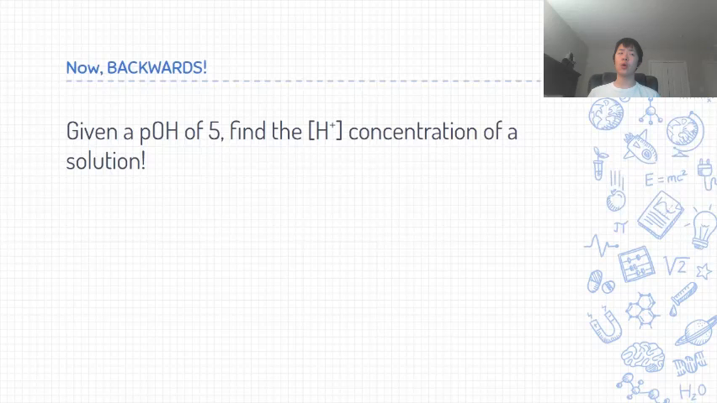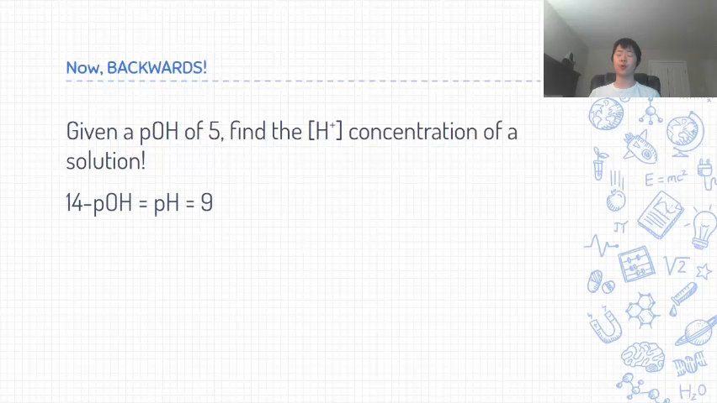Okay. So what we're doing here is we're applying the concept we just went over, but we're doing it backwards. Now we know that the pOH is 5. First off, we're going to convert that into pH. So 14 minus the pOH is the pH, in this case, 9.